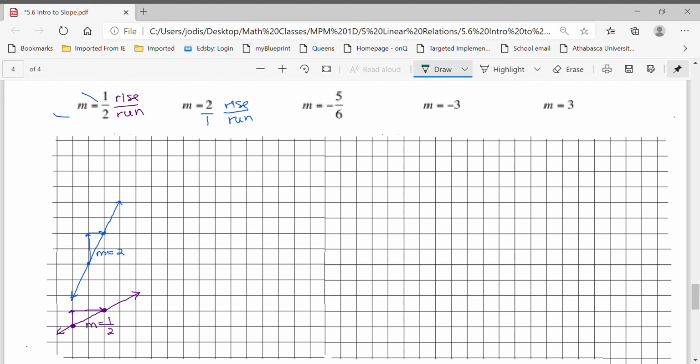So this one, my slope is negative 5 over 6. So again, we've got rise over run. So my rise is going to be negative. So I'm just going to pick a point kind of up here. So if my rise is -5, that means I want to go down 1, 2, 3, 4, 5 spots. And then my run is 6. 1, 2, 3, 4, 5, 6. There's my point. So draw my line between my dots. And this one would be my slope is -5/6.